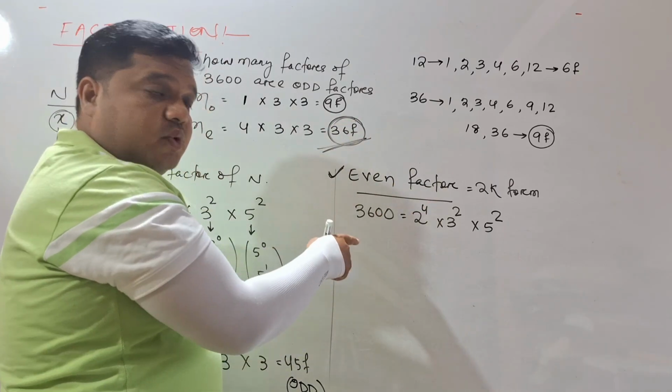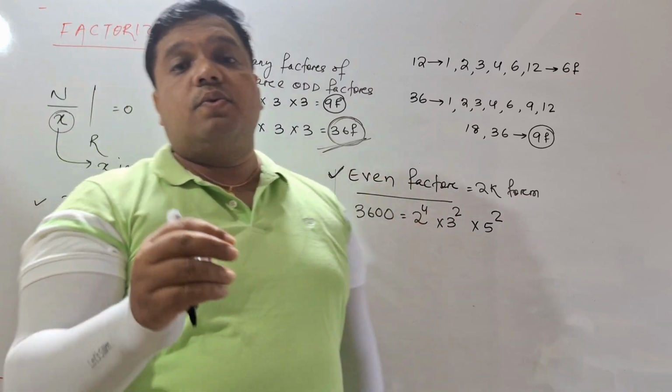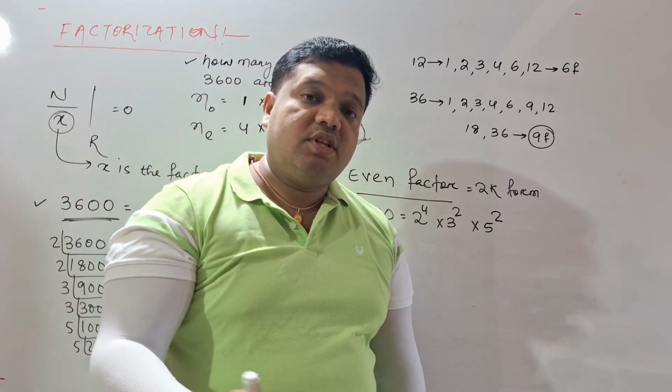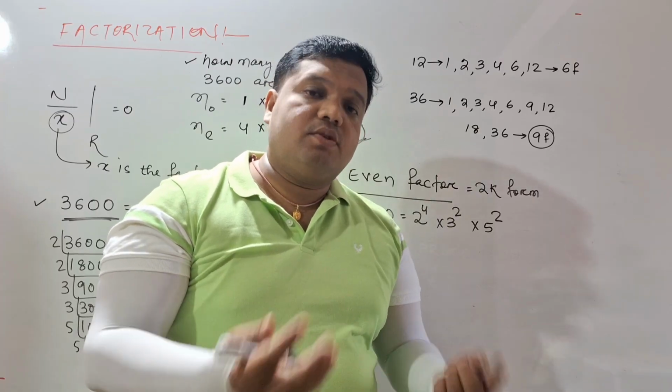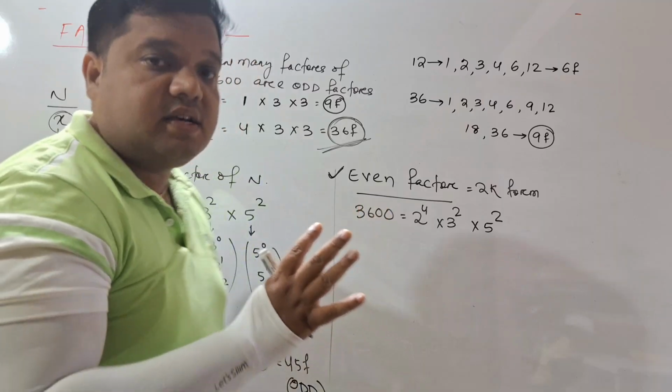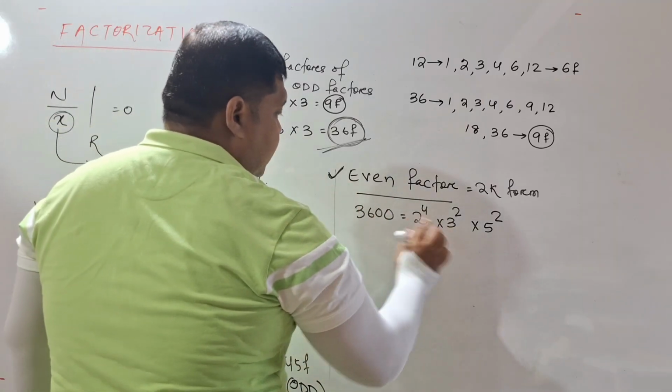And why is this one important? Because next question I will ask you, for 3600, how many factors are in 3k form, 3k plus 1 form, 3k plus 2 form, 5k form, 5k plus 1 form. In this way I can ask you. So this is the prime factorization.